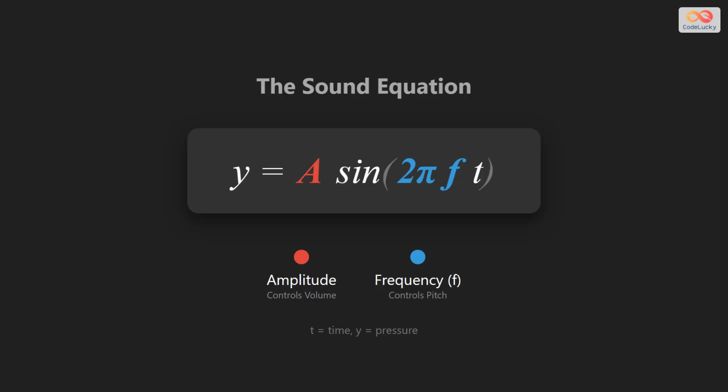We can put this all together into a single mathematical equation. y equals A times the sine of 2 pi times f times t. Here, A controls the volume and f controls the pitch. This simple formula allows computers and synthesizers to generate any pure tone you can imagine.